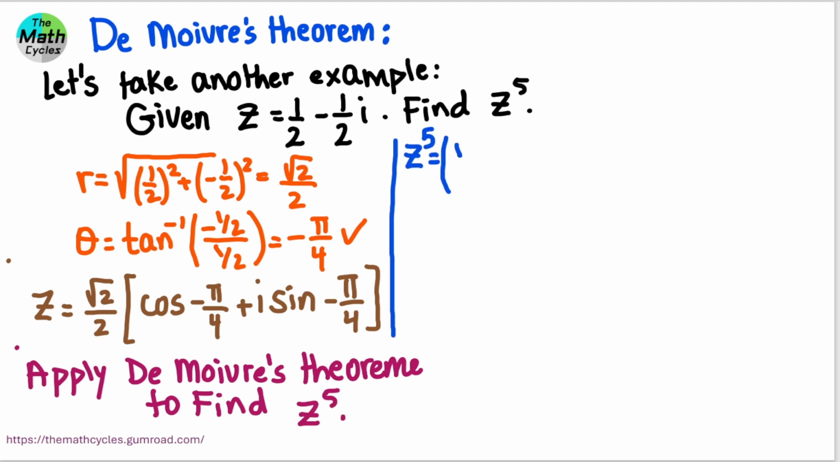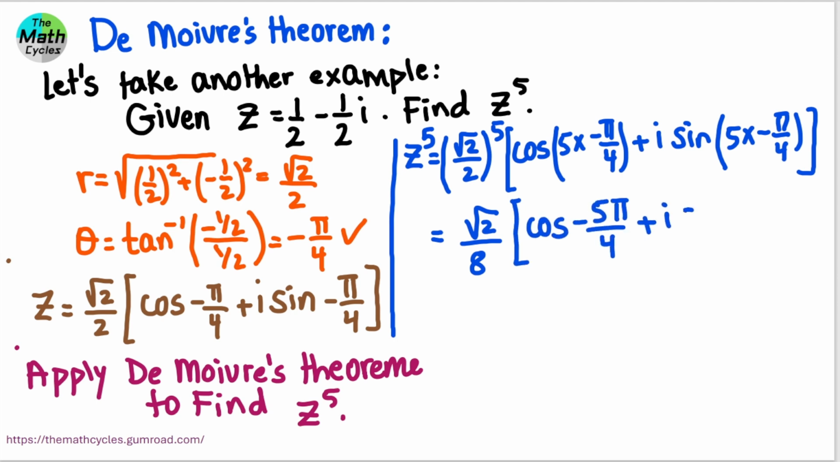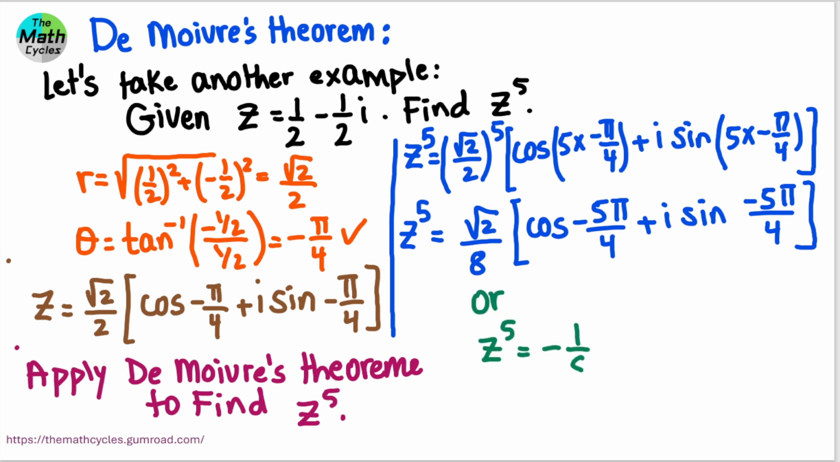So Z5 equals (radical 2 over 2) all to the power of 5 into cosine of 5 times minus pi over 4 plus i sine 5 times minus pi over 4. Z5 equals radical 2 over 8 (cosine minus 5 pi over 4 plus i sine minus 5 pi over 4). This is the polar form of Z5. Or Z5 equals minus 1 over 8 plus 1 over 8 i. We can use the calculator to turn this into algebraic form.